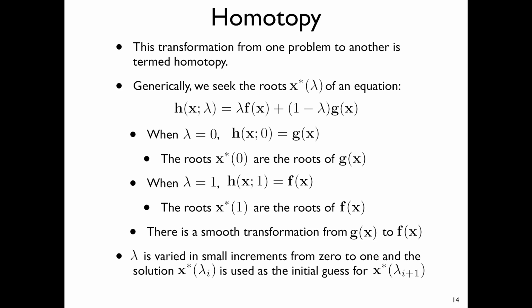So oftentimes we're seeking a set of roots, x star, which are a function of a parameter lambda, and they're the roots of an equation that looks like this. So they're the roots of this function h, which is a linear superposition of a function f and a function g. When lambda equals 0, h is equal to g, and so the roots of h are the roots of g. And when lambda equals 1, h is equal to f, and so the roots of h are the roots of f. So we might vary lambda continuously between 0 and 1 in a construction like this, and we might transform the roots from the roots of g into the roots of f.